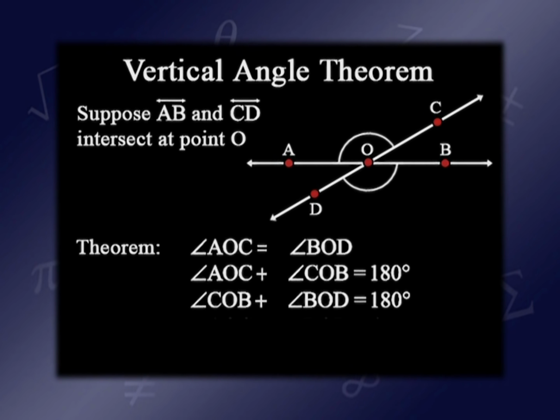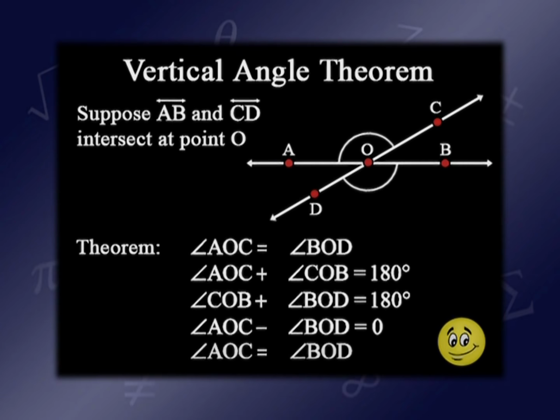Okay, now I have 2 algebraic statements. I can now subtract those algebraic equalities to get angle AOC minus angle BOD equals 180 minus 180, which is 0. In other words, angle AOC equals angle BOD. So those angles have the same measurement.